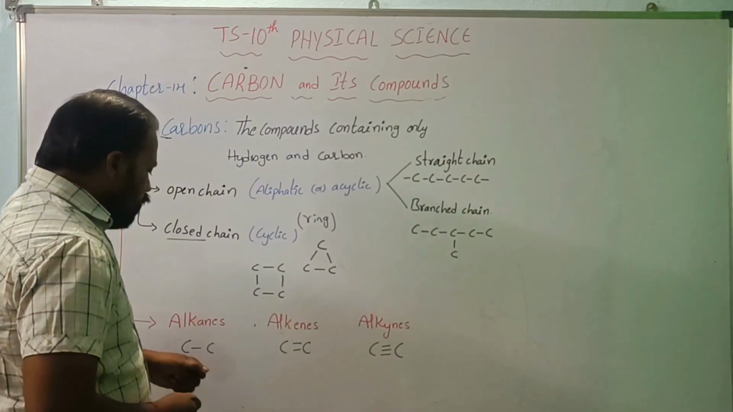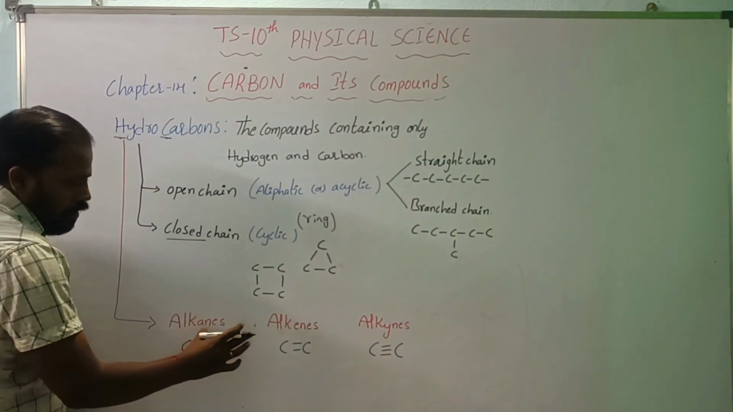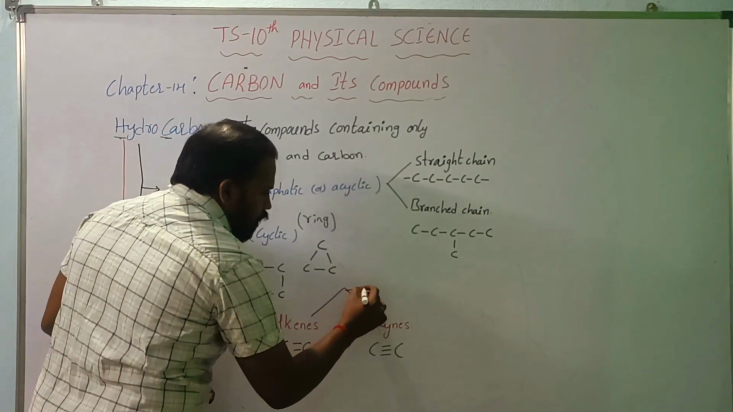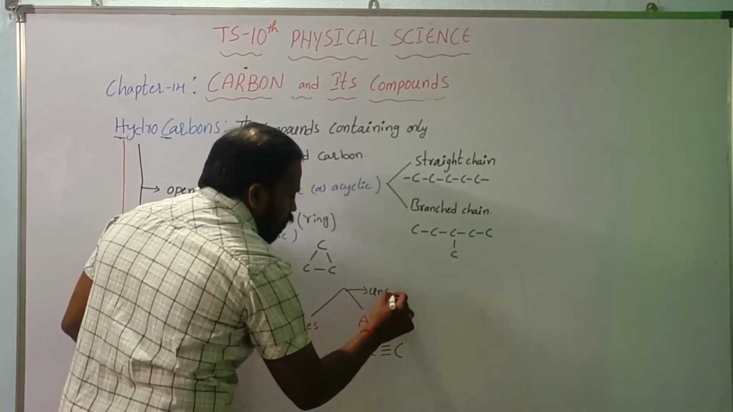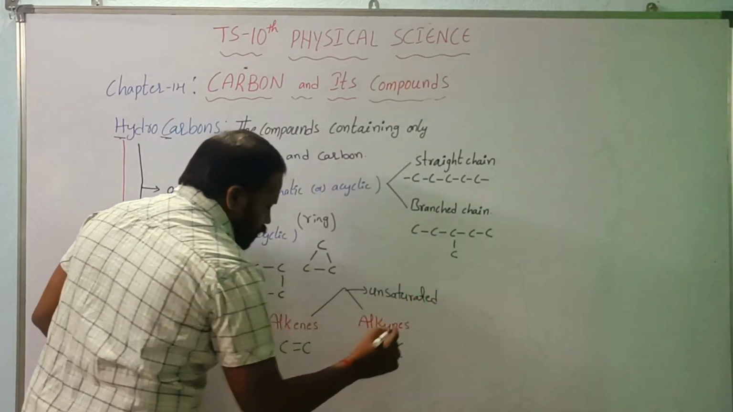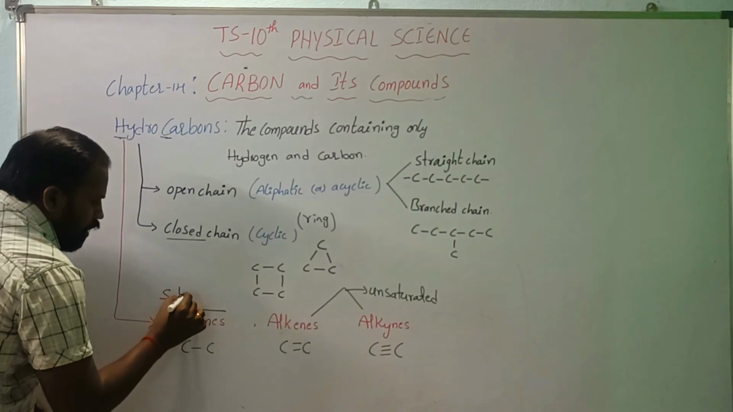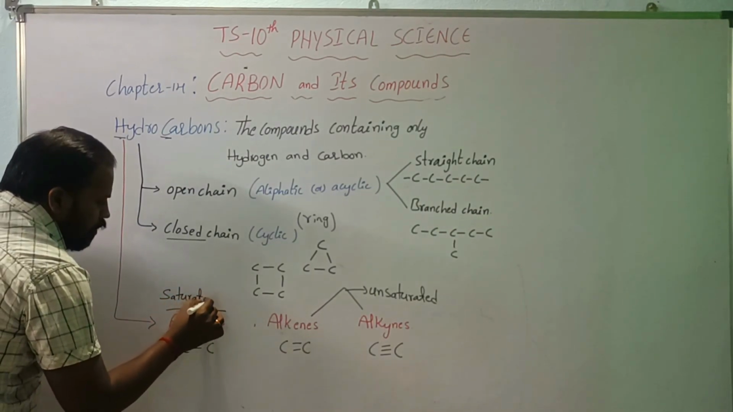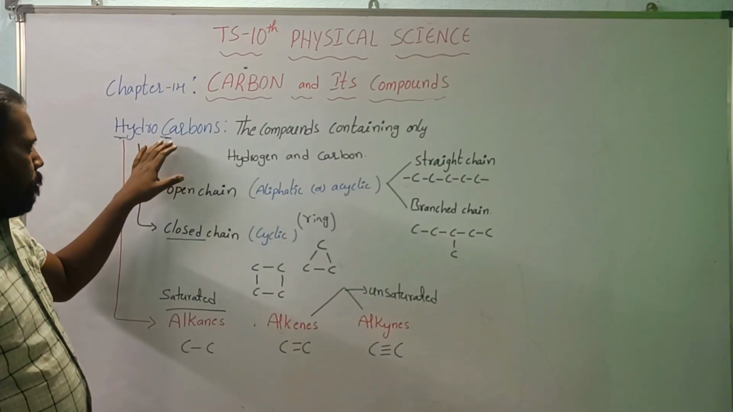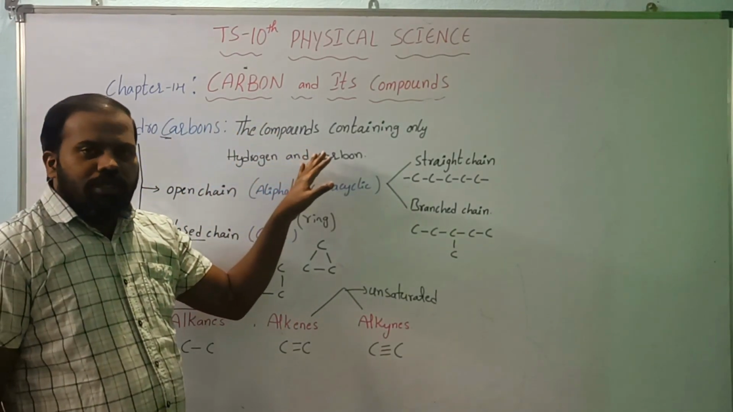In this, the hydrocarbons are classified into alkanes, alkenes and alkynes. Alkenes and alkynes are unsaturated hydrocarbons. Alkanes are saturated hydrocarbons.